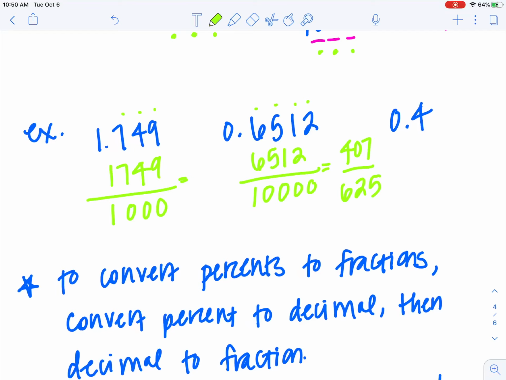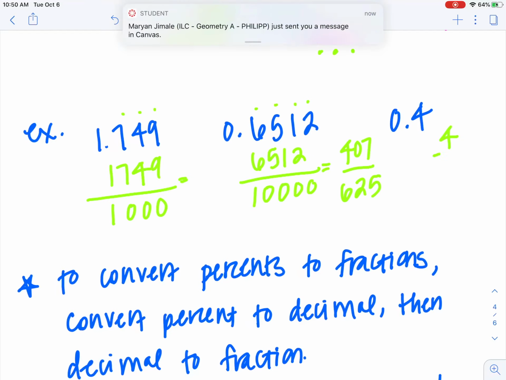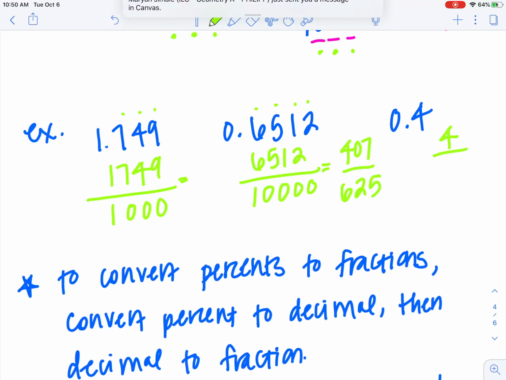All right, here we have 0.4, so it's just going to be 4 over, I had one place value after that decimal point, so 4 over 10, sorry. And this reduces as well to 2/5.